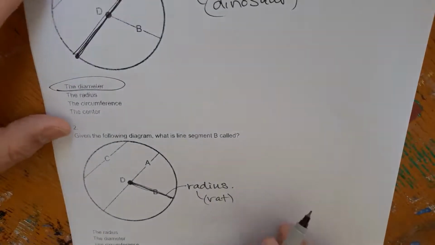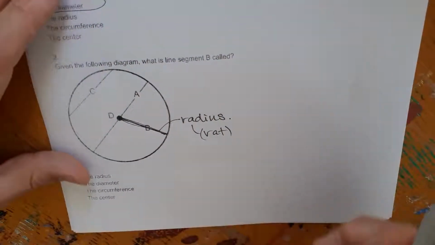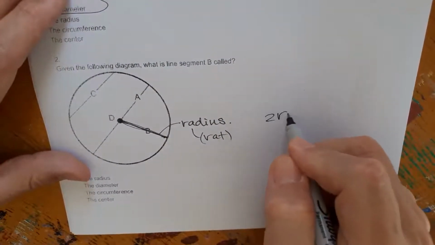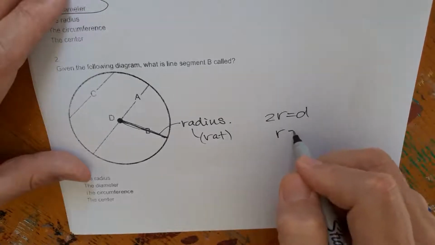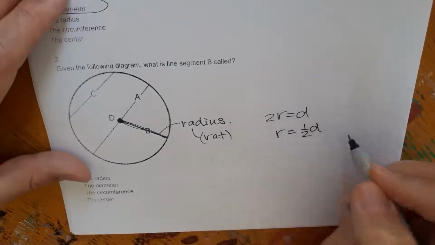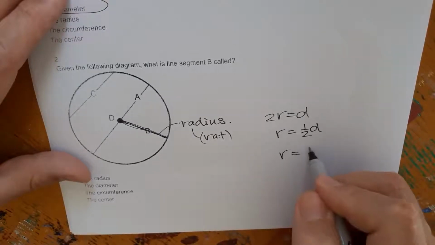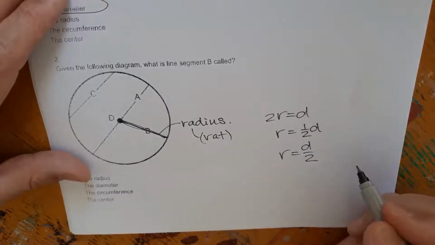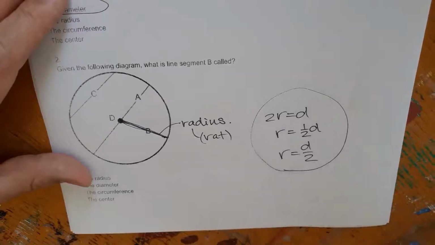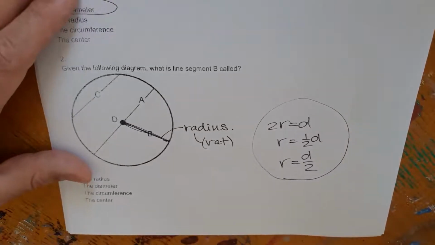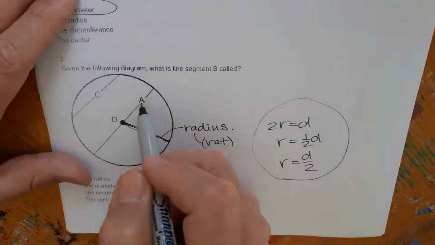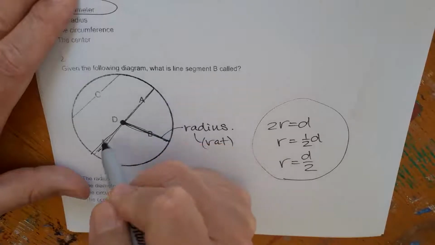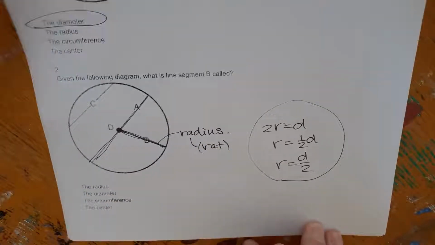And radius, this sets up an interesting equation. 2r equals d, there's two radiuses in a diameter, and a radius equals 1/2 diameter. Or you could say radius equals diameter over 2, either way. So these equations are very simple, but nonetheless, I've seen them give students quite a bit of challenge. So just think about that a little bit. This piece is half the size of this piece, right? The radius is half the size of the diameter, and the diameter is twice the size of the radius.